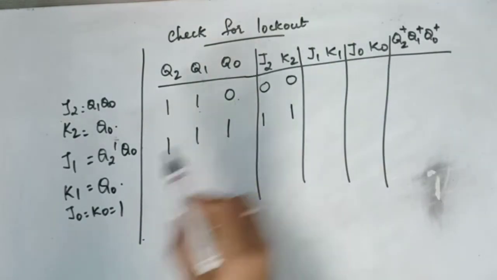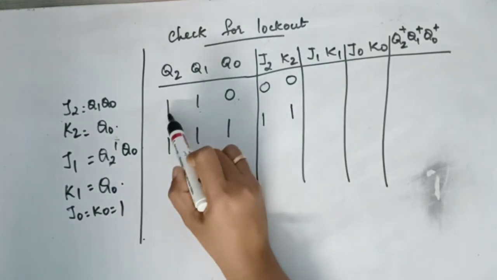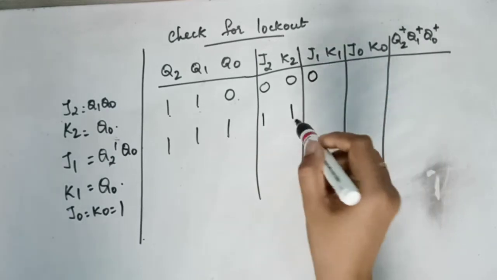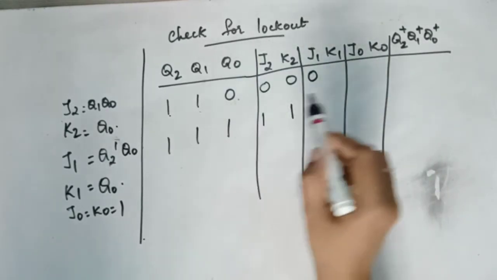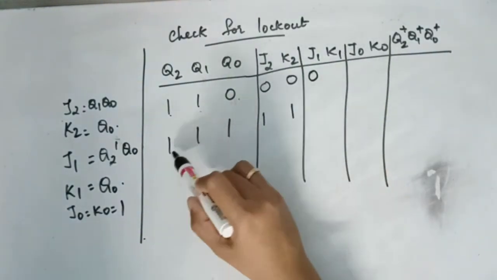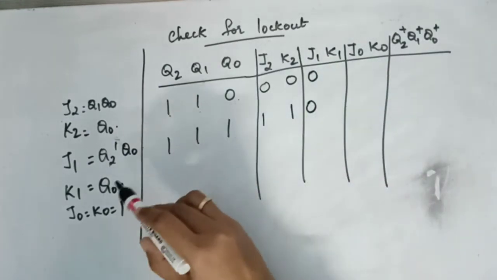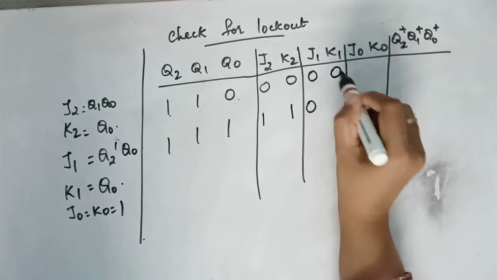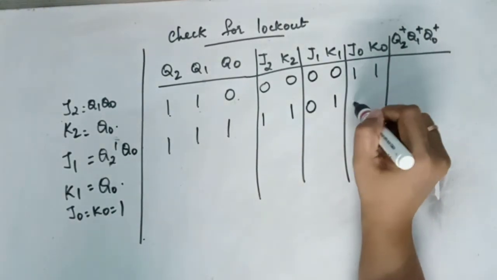Likewise, J1, K1. J1 is Q2 bar, Q0. Q2 bar. So that is 0. And here it is, J1 is Q2 bar. So this is again 0. K1 is Q0. So this is 0. This is 1. J0, K0 it is 1.